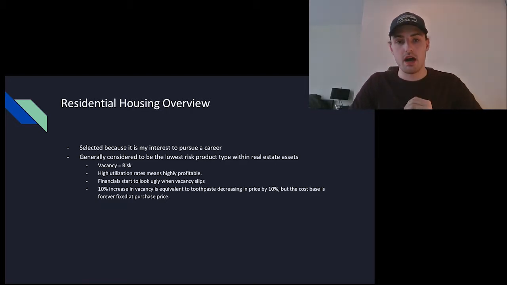So next, retail housing overview. This is some background information for people who might be less aware. I selected it because it's my interest to pursue a career in.